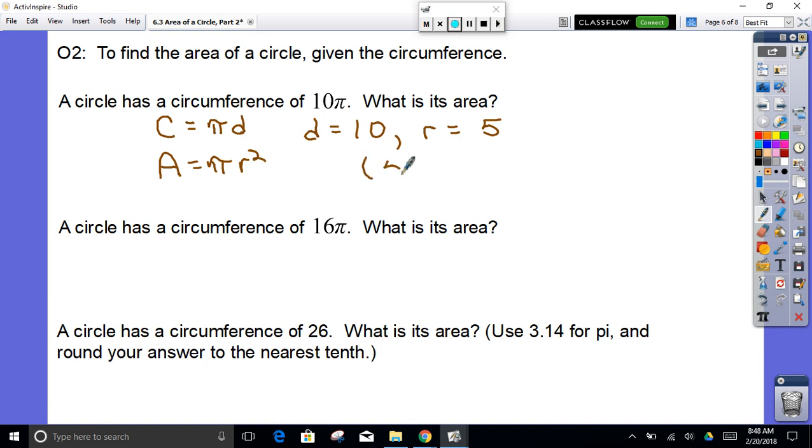So we would square the radius, 5 times 5, multiply times pi, and we get, what's it, 78.12, right? No, 78.5. It doesn't tell us what the units are, so we'll just say units squared. So 78.5 square units. Okay, let's take a look at number 2. Number 2 says the circle has a circumference of 16 pi. So if the circumference is 16 pi, read, what does the diameter have to be?